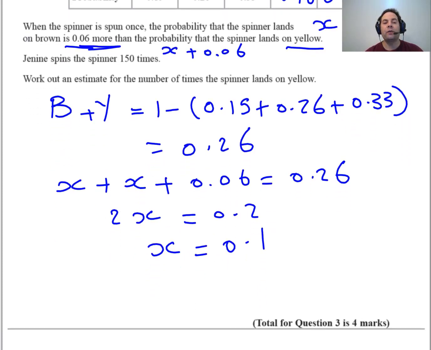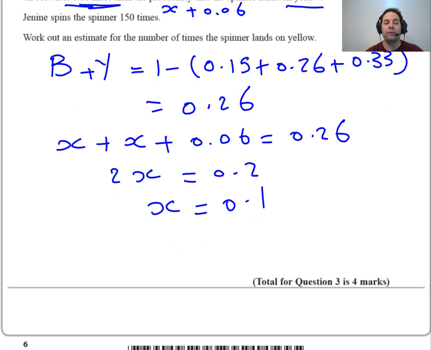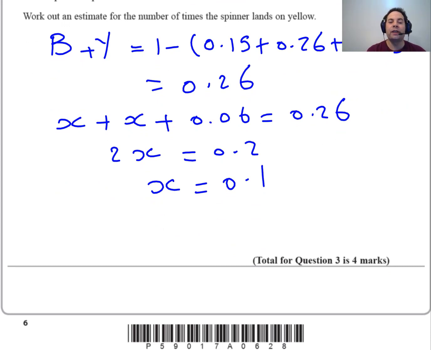Janine spun the spinner 150 times. Work out an estimate for the number of times that the spinner lands on yellow. To get the estimate or expectation number, use the probability, multiply by the total number, which is 150. Your answer will be 15 times.